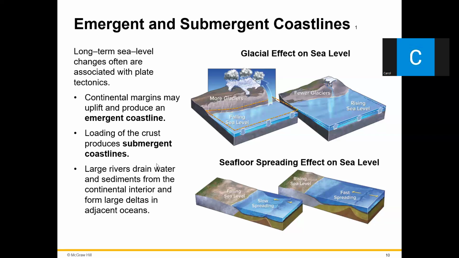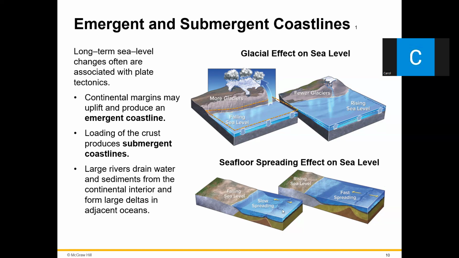Submergent coastlines are where the ground is coming down, and that is your divergent passive margin. And large rivers drain water and sediments from the continent interior, and then they put them in the ocean, which can extend your coastline, raising it up as well.